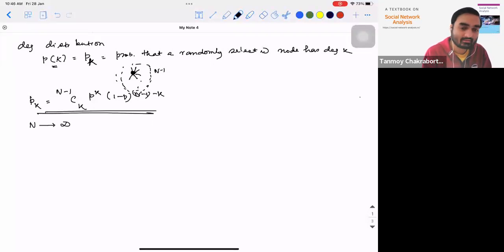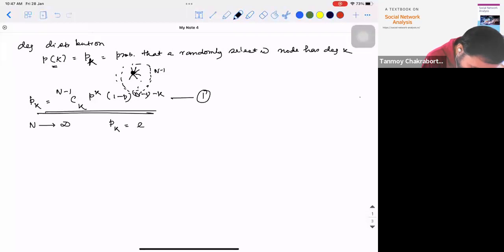A binomial distribution starts moving towards a Poisson distribution as n tends to infinity, right? So we can approximate this binomial distribution by a Poisson distribution, which is p_k equals e to the power minus mu, mu to the power k by factorial k, right? What is mu? Mu is the mean, right? And how do you compute the mean?